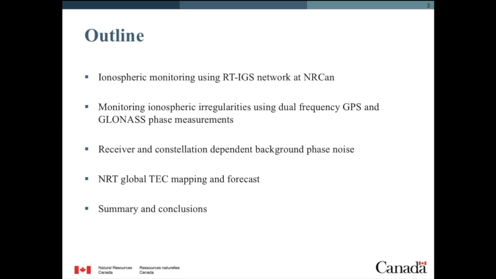IGS network. Since we are considering 2 constellations now, I'll bring your attention to the receiver and constellation-dependent background phase noise between different receiver categories in this network, as well as the 2 constellations, that should be considered if we want to achieve the highest sensitivity that we can get for ionospheric irregularity monitoring.